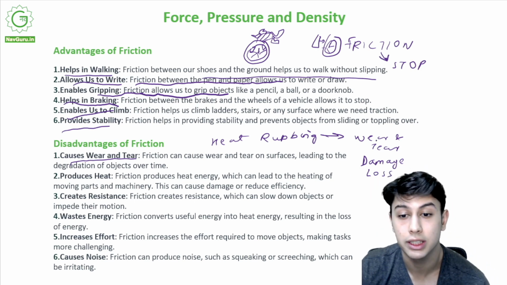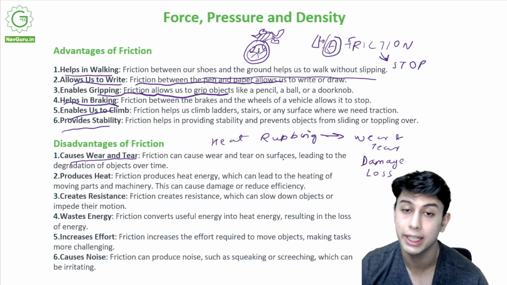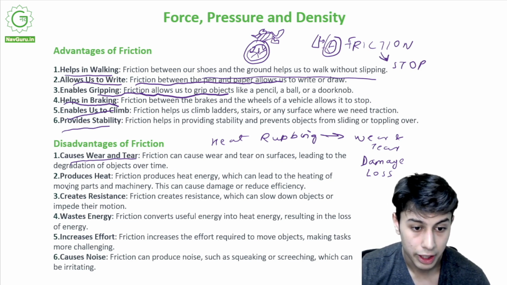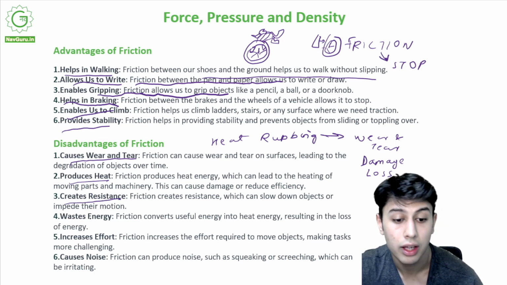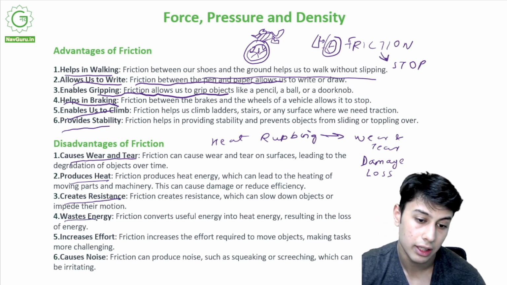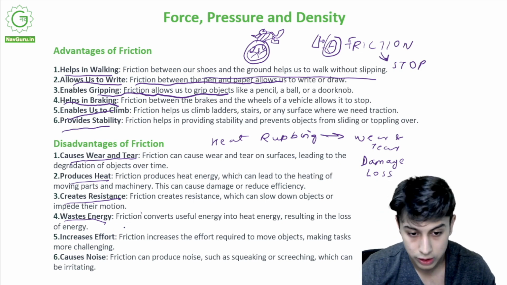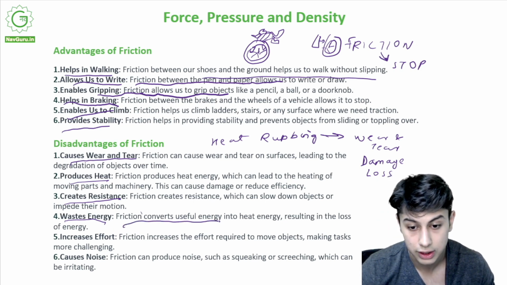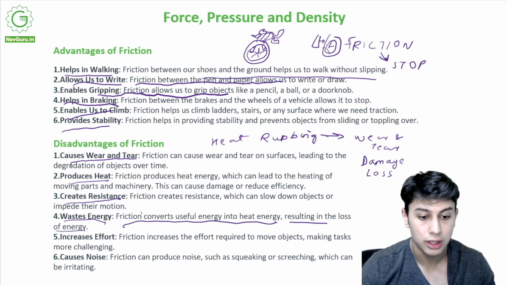Why do we oil our machinery? So that we can reduce the friction between the parts. If there is more friction, the parts will get damaged more easily. It produces heat, it creates resistance, it wastes a lot of energy. Friction converts useful energy into heat energy, resulting in the loss of energy.